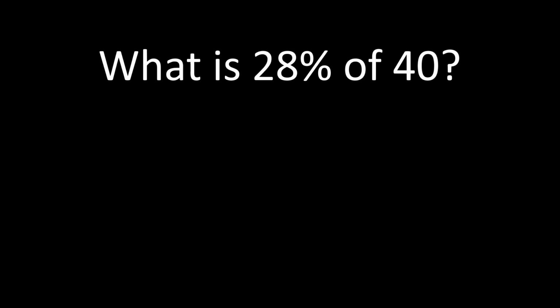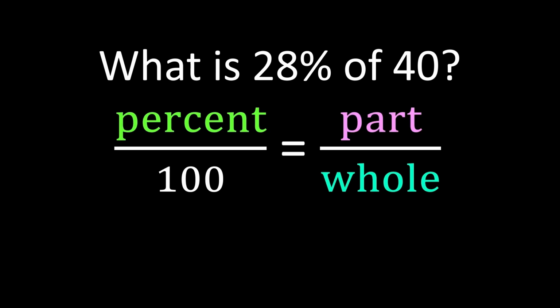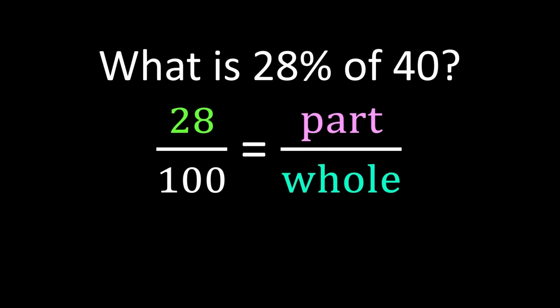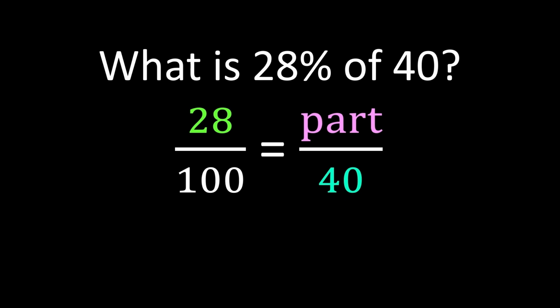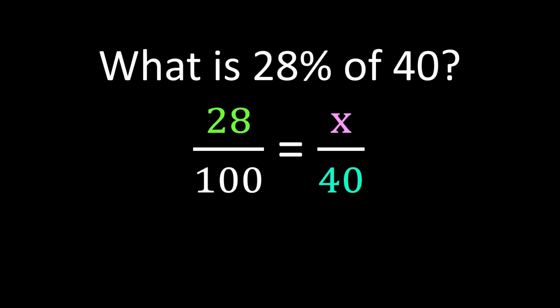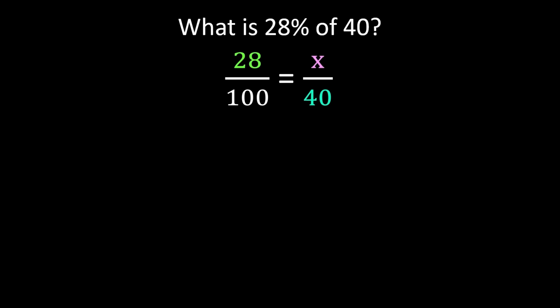What is 28% of 40? We're going to solve this using a proportion. That is our percent over 100 equals the part over the whole. Well, in this problem, our percent is 28%, so 28 goes in place of our percent. And we're looking at 28% of 40. 40 has to be our whole, as that means we're finding the part, and that's where our variable is going to go. From here, we're solving the proportion 28 over 100 equals x over 40.